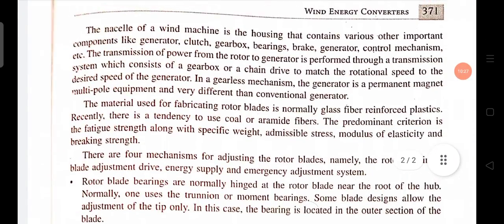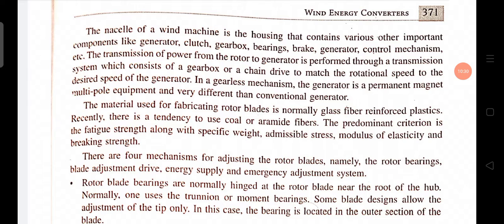Now you see the nacelle of a wind machine. It is the house that contains various other important components like generator, clutch, gearbox, bearing, brake, control mechanism, etc. This nacelle part of the wind machine contains these components.